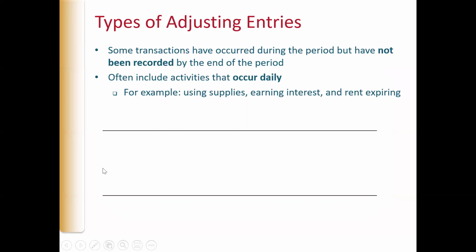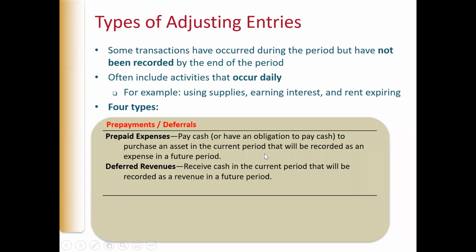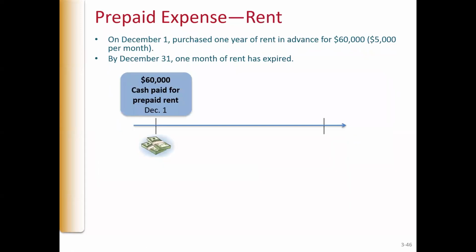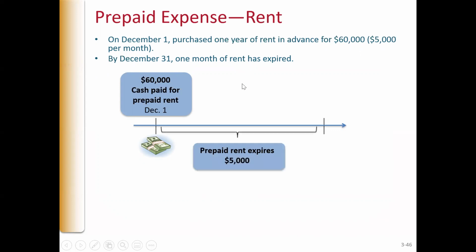Often these include activities that incur daily, such as using supplies, earning interest, and rent expiring. So here's an example. On December 1st, we purchased 1 year of rent in advance for $60,000. It was $5,000 a month. That happened December 1st. 30 days later, 1 month of rent has expired.